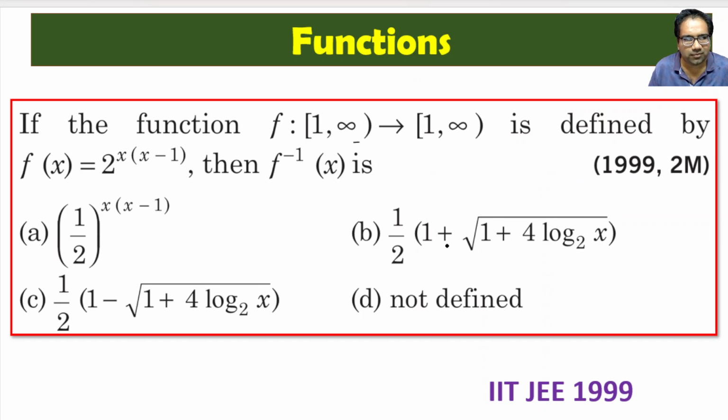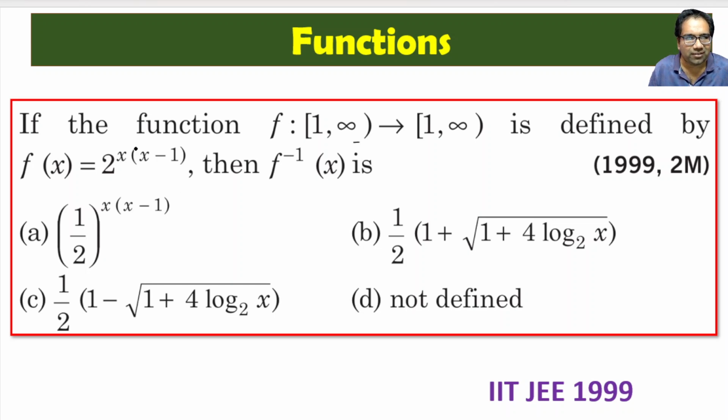Now, we are given one more option, not defined, whether we have an inverse or not. Firstly, we have to check that also. We have an inverse when this function is one-one, that is, when the function is either continuously increasing or decreasing. Otherwise, we will not have an inverse.